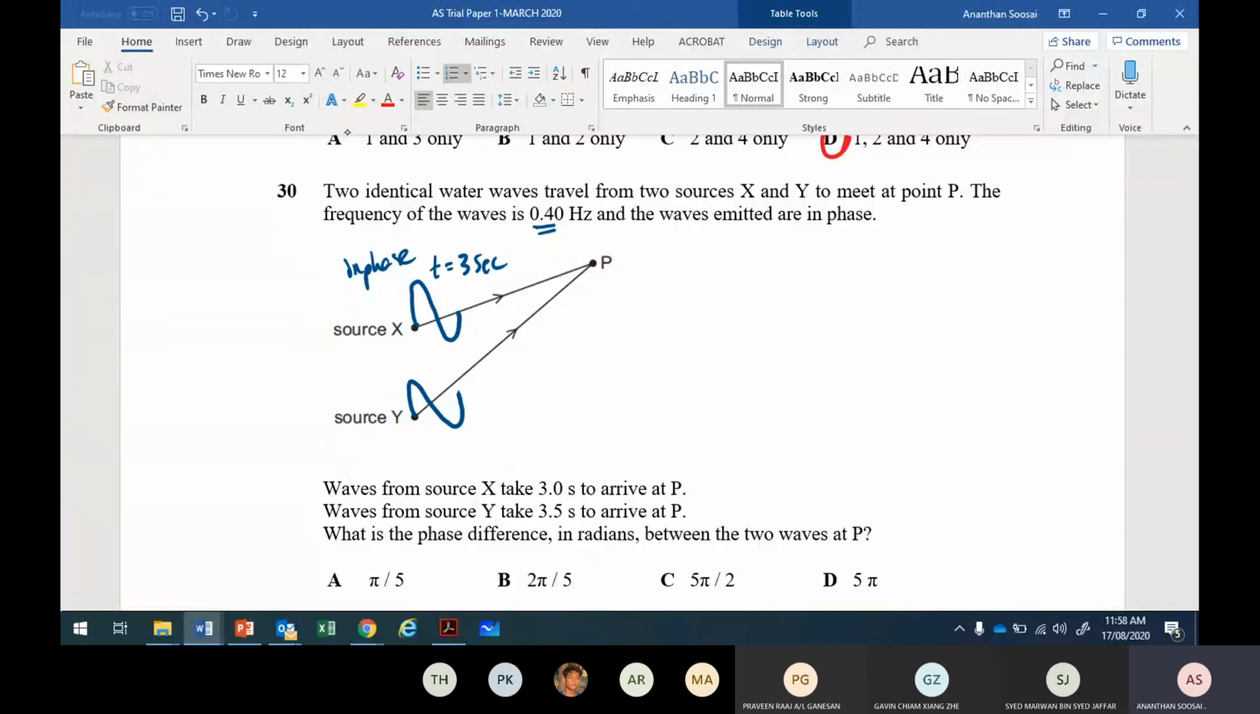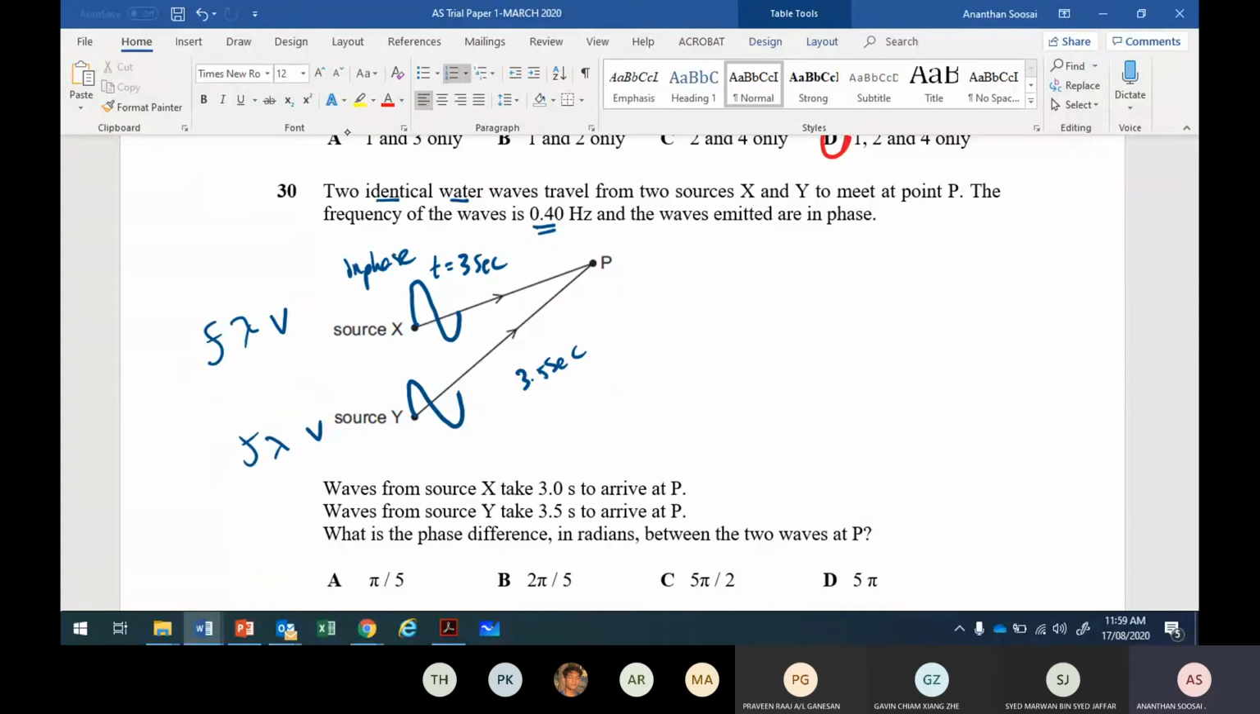So you know the time, 3 seconds to arrive at P. The wave from source Y takes 3.5 seconds to arrive at P. What is the phase difference in radians between the two waves at P? Two identical water waves. Two identical means their speed is the same, their wavelength is the same, and they also have the same frequency. So because they are identical, you want to find the phase difference.